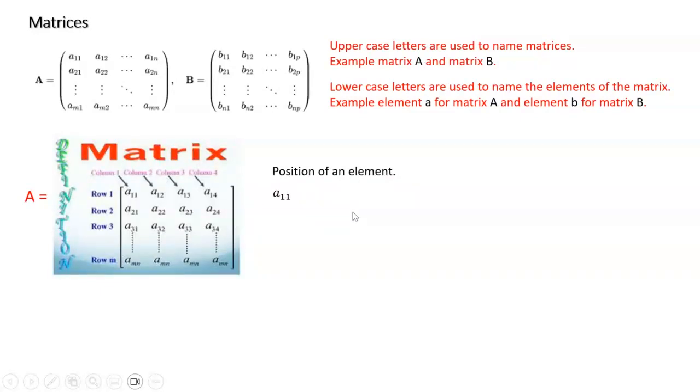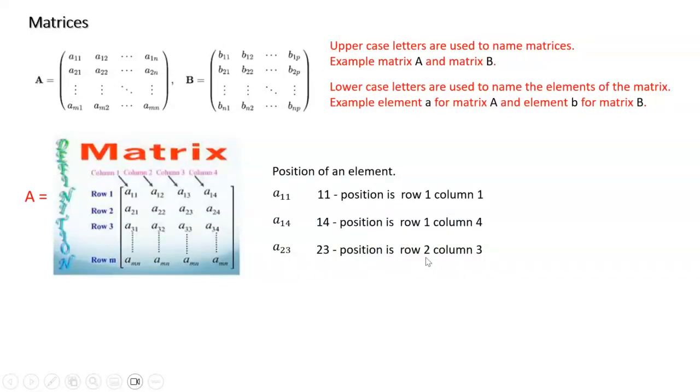So this is called the position of an element. a11 means first row, first column, like I just mentioned earlier. a14 means first row, fourth column. a23 means the position is row 2, column 3.